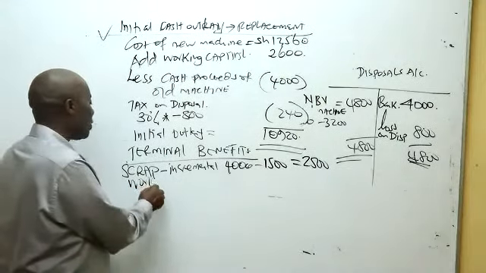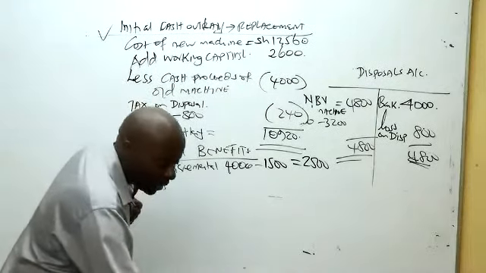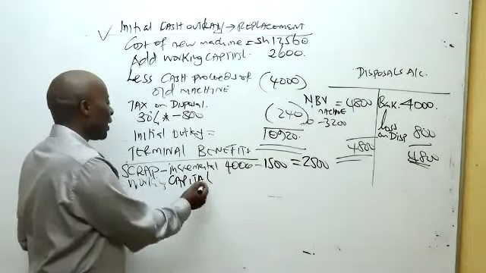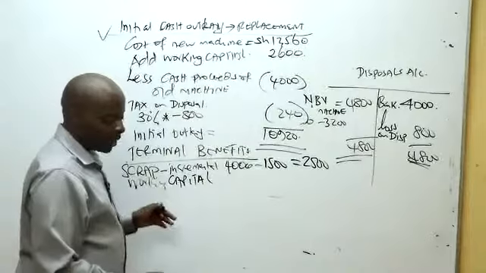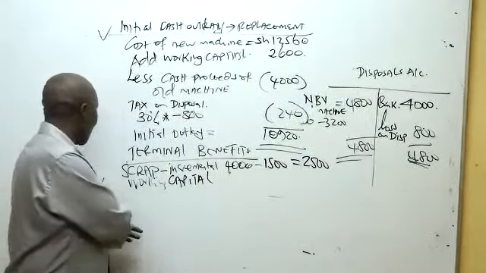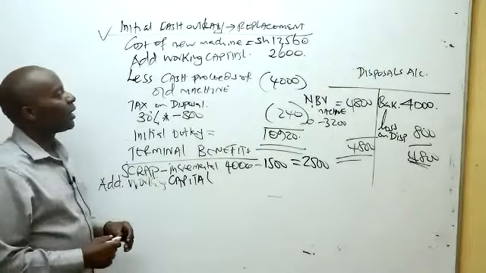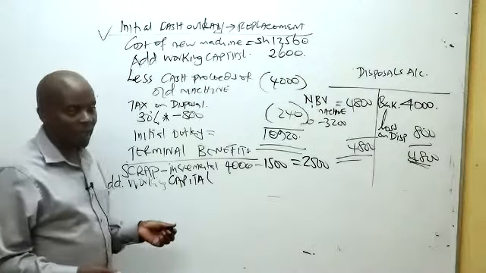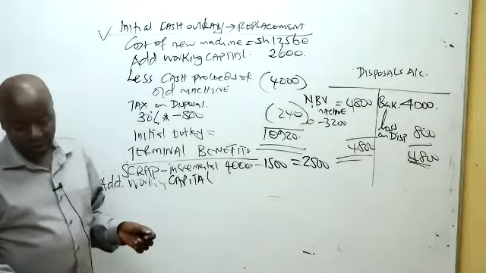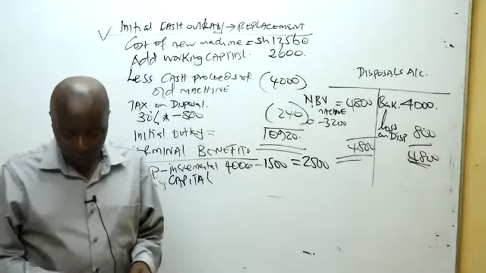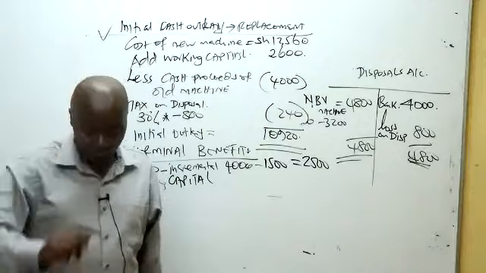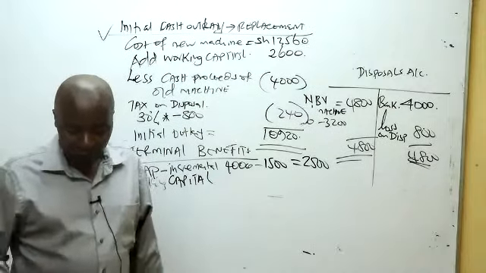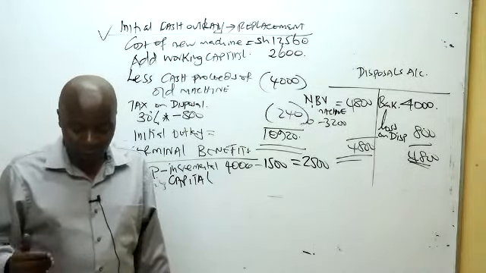Remember that this working capital is capital being released to us at the end of the project, so we are adding it. Also remember, for working capital, we talk of incremental. Please look for information talking of this working capital. It's paragraph number 2, where they have told us the new machine is expected to cost 12.56 million with a salvage value of 4 million at the end of its useful life of 5 years.